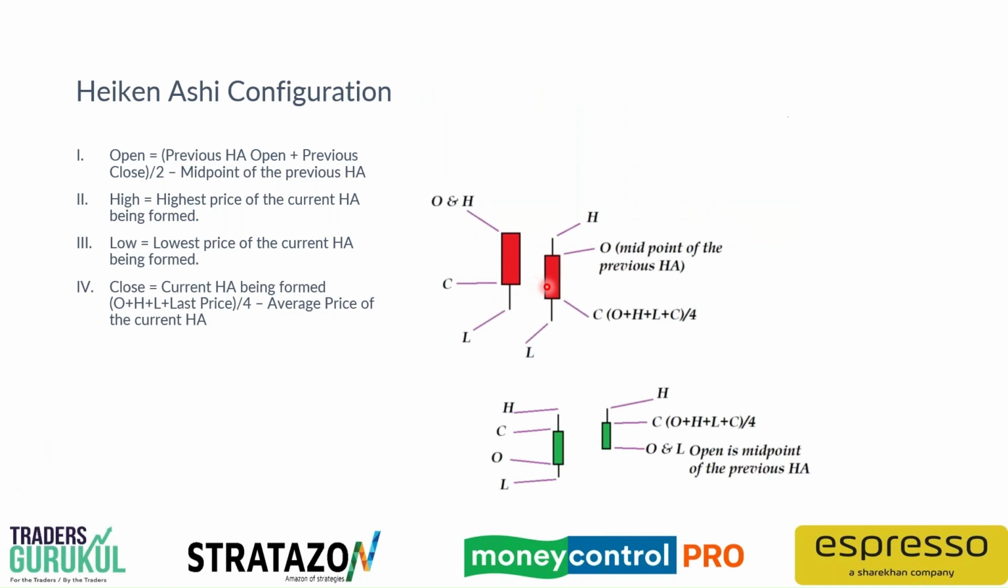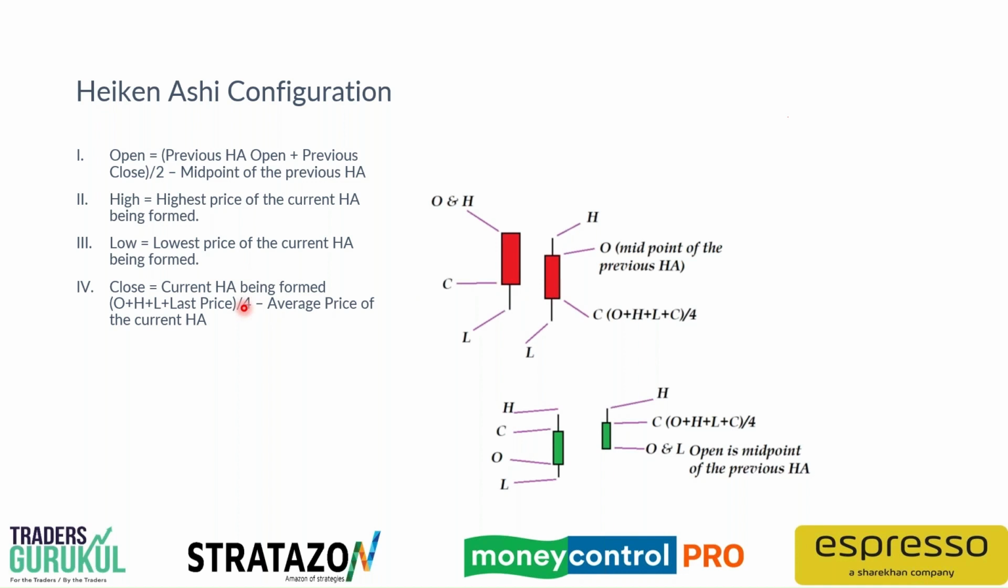So the open, as explained, the high and low of normal. Now the close of the Heiken Ashi bar, this is again a very crucial point. The close of the Heiken Ashi bar is again modified. It is the current candle, supposing I'm forming this current candle's close or this candle close, it is open plus high plus low plus close. So remember the Heiken Ashi open, the high and low of the normal candle, and the last price which is being traded, divided by 4. So you have an average price of the closing.